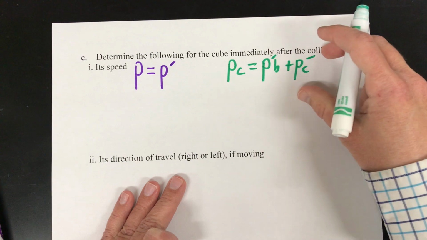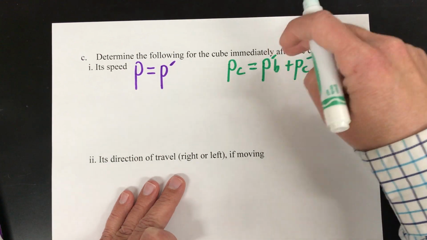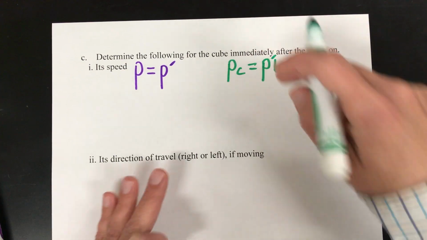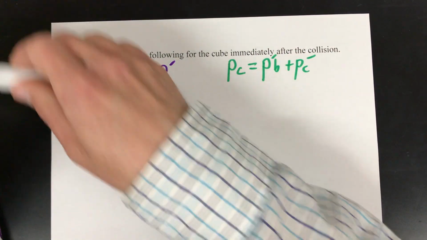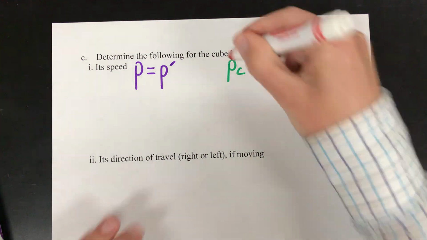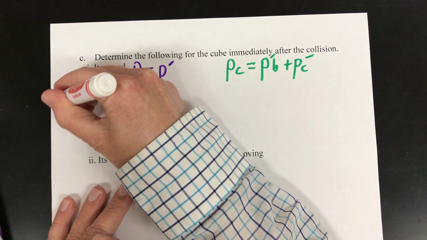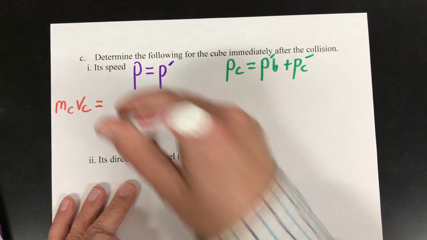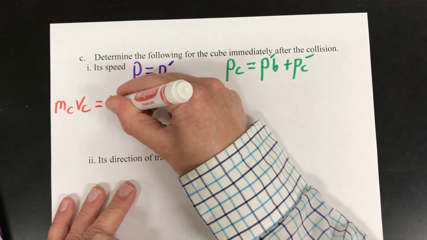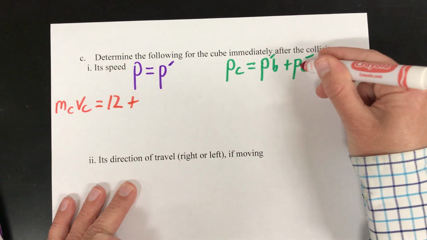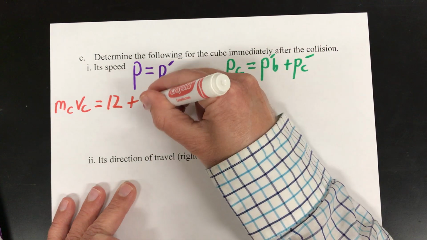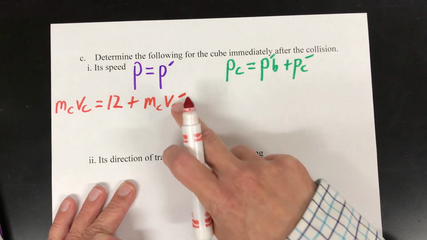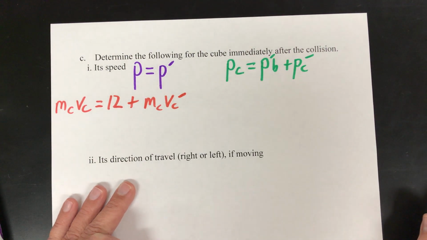So now let's start to expand these. And remember, we already found the momentum of the ball. The change in momentum was 12. It went from 0 to 12, so we have that. Next, the momentum of the cube before will be the mass of the cube times the velocity of the cube before. The momentum of the ball afterwards, we've already found, that's 12. And then the momentum of the cube afterwards will be the mass of the cube times the velocity of the cube afterwards. And that is what we're looking for.